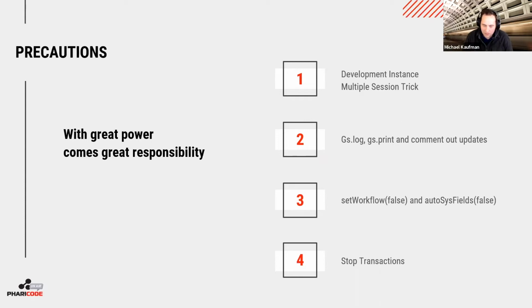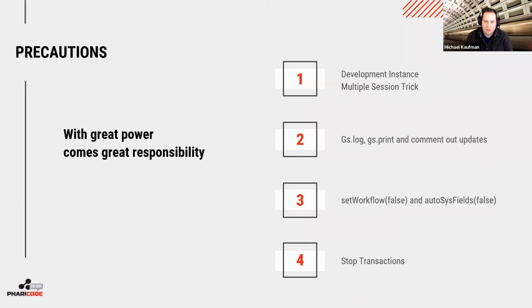Number 4 is stopping the transactions. Before you start learning how to do big background scripts, you've got to know how to stop them. In case all the other precautions failed, you should know how to stop the transaction that's executing if something starts to go sideways. To stop it, you go to the All Active Transactions module, look for the right node that it's running on, and kill that transaction rather than delete it. There's documentation on the ServiceNow documentation site about that.